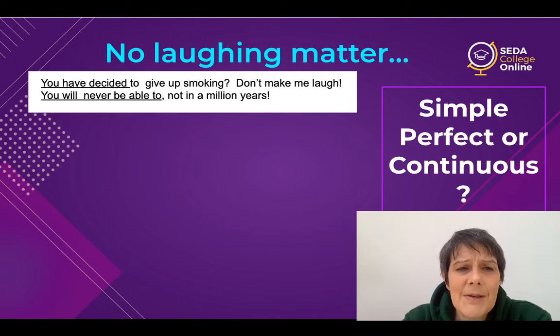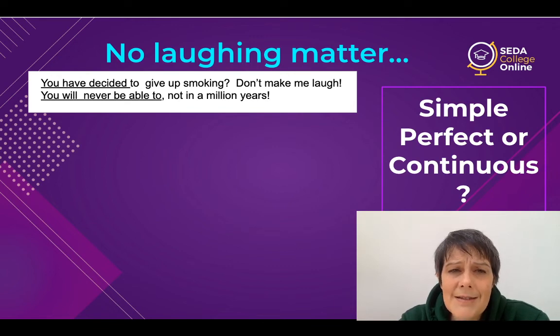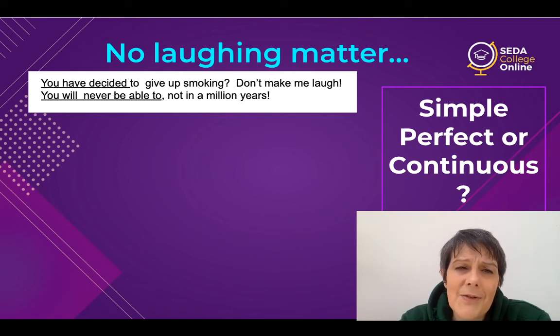So you've decided to give up smoking, present perfect. Don't make me laugh. You will never be able to do it, not in a million years. So the first is a present perfect because they decided in the recent past, and you will never be able to do it is the future, just like a future simple, isn't it? But, well, we say that you will not be able to, you are not able to, present simple, but with will to show that it's in the future.